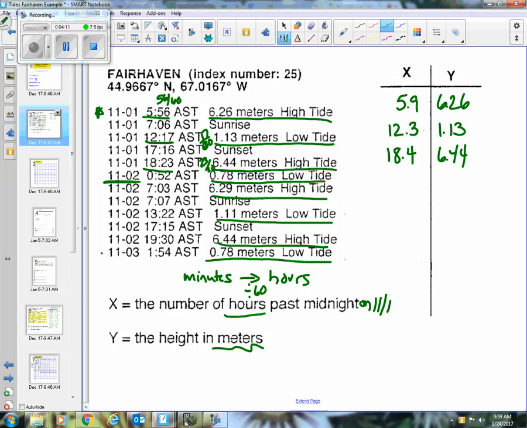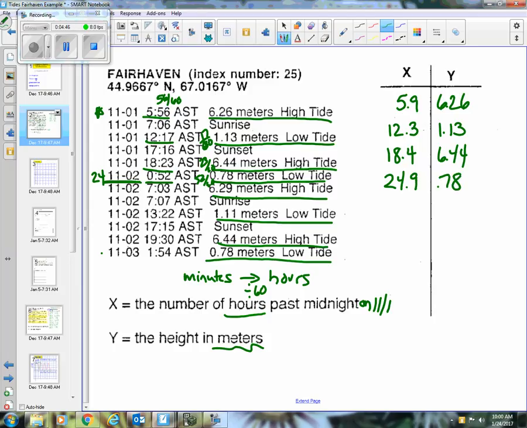All right, now look what happens here. So we get to 0:52. That's the next day. And notice how they're writing the time, 52. So you're just not even at 1 o'clock in the morning. But how many hours past midnight is that on the 1st? Well, you've done an entire 24 hours plus another 52 minutes. So we need to do hours past midnight on that first day. So it'd be 24, and then go ahead and take the 52 divided by 60. So that would be 24.9, I believe. And that's going to be a low tide at 0.78 meters.